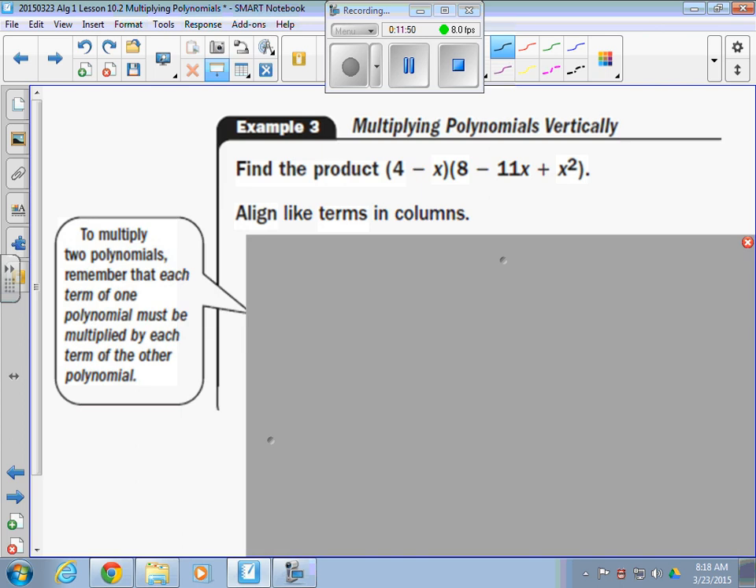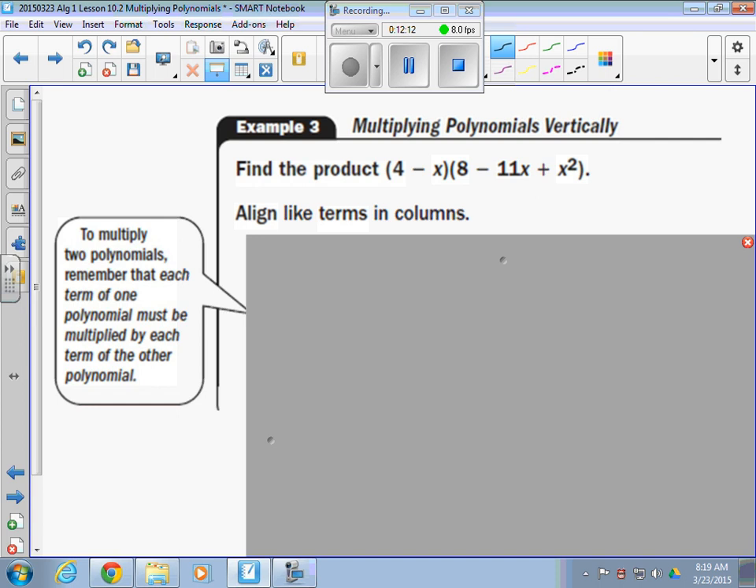Example number 3 is multiplying polynomials vertically. 4 minus x times 8 minus 11x plus x squared. We cannot use the FOIL method here because it's not two binomials. Notice the second one is a trinomial. So what you want to do first is align the like terms in columns.